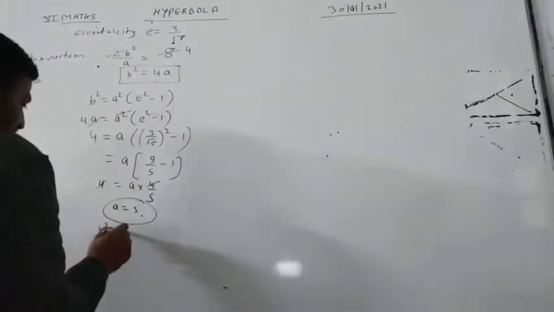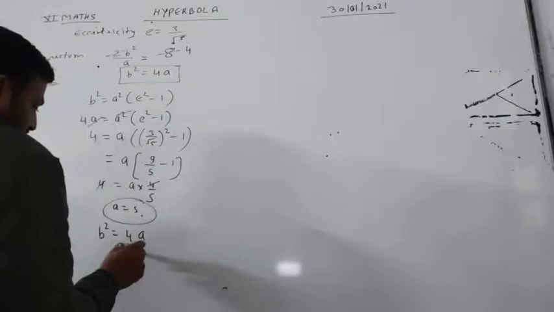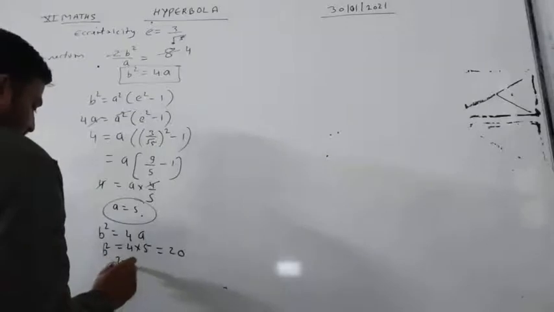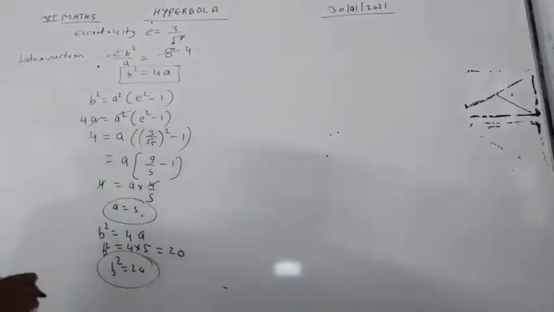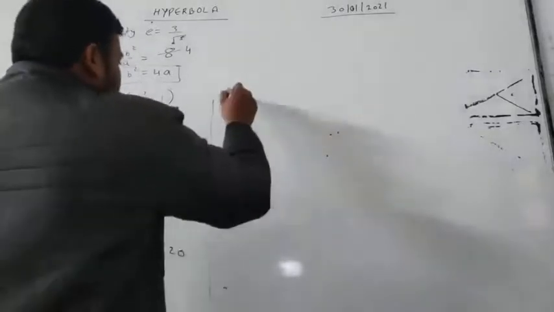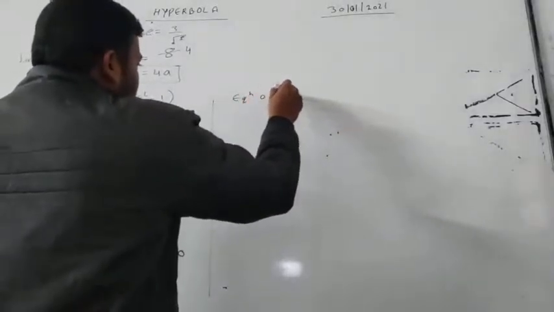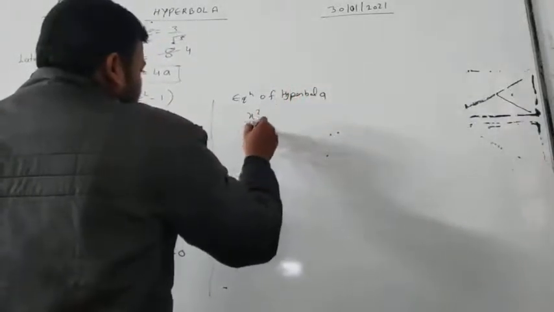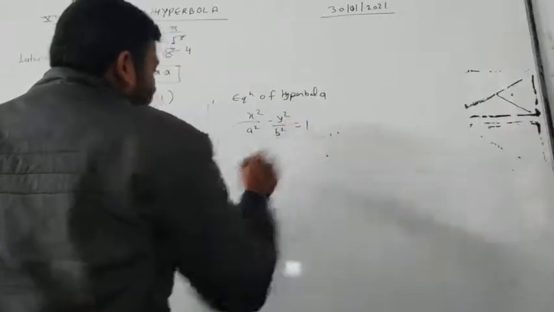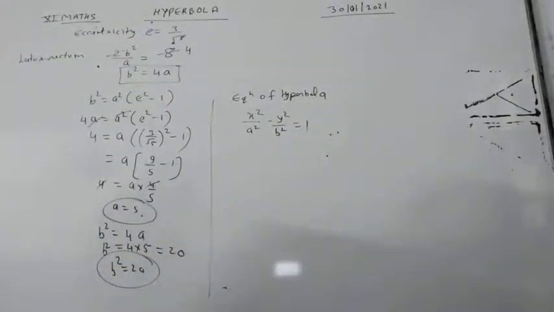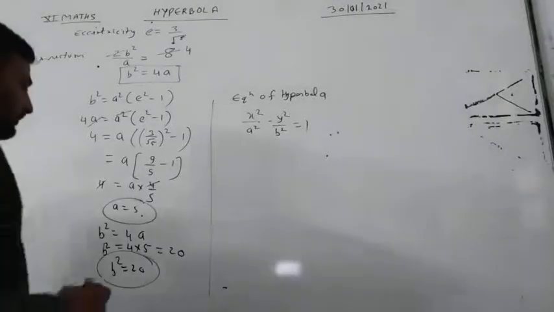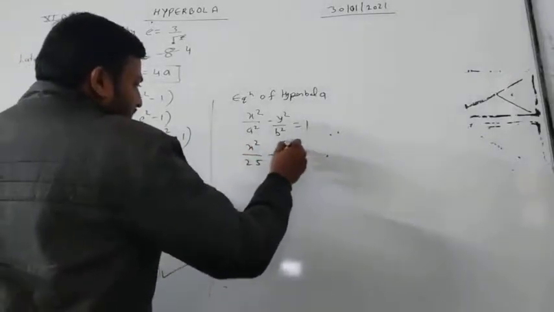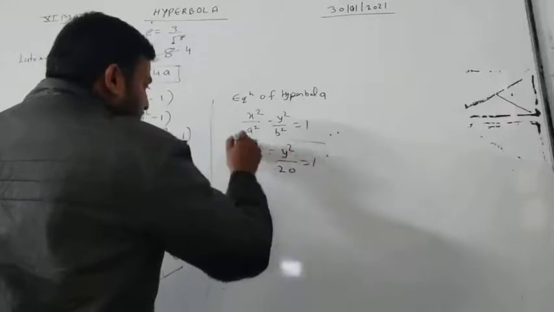So we can calculate our b. So b square is 4 into a, so 4 into 5, which is 20, our b square. So students, our a square is 25 and b square is 20. Now we can get easily the equation of hyperbola, which is, students, x square by a square minus y square by b square is equal to 1. This is our standard form of hyperbola, students. So when we substitute the values of a and b, we get x square by 25 minus y square by 20, which is equal to 1.